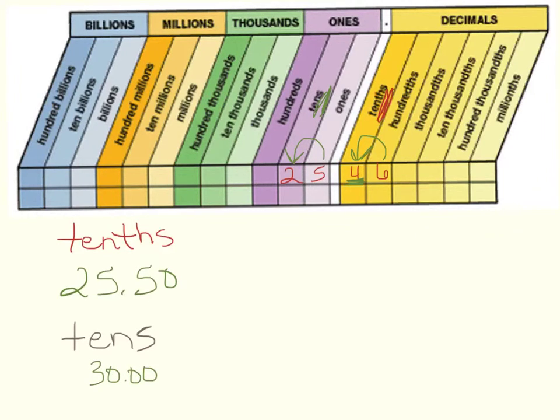So the same number can be rounded in 2 ways. If you round it to the nearest tenths, it's 25.50. If you round it to the nearest tens, it's 30. Hope this helps.